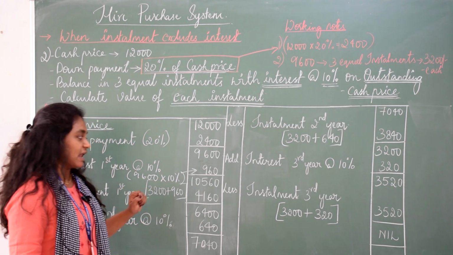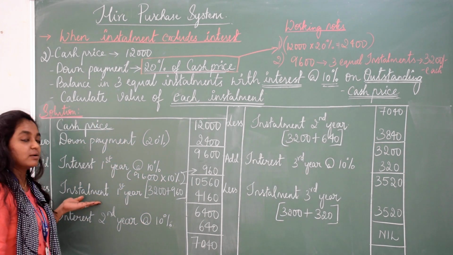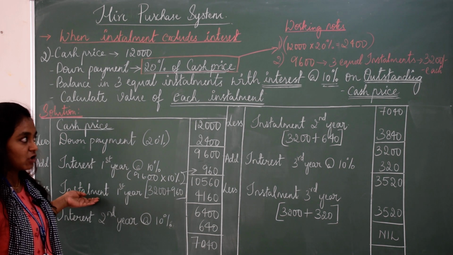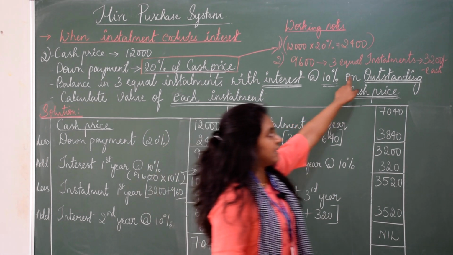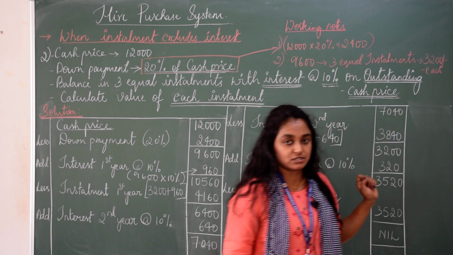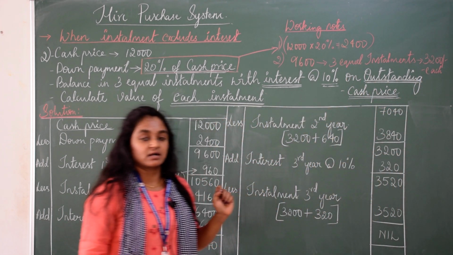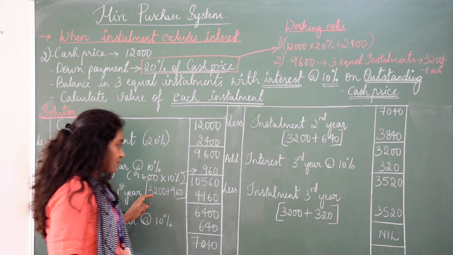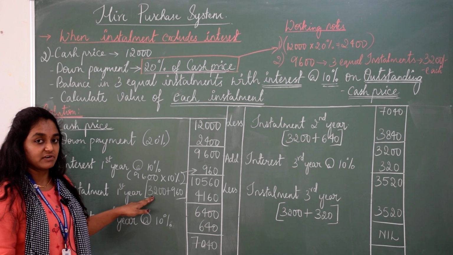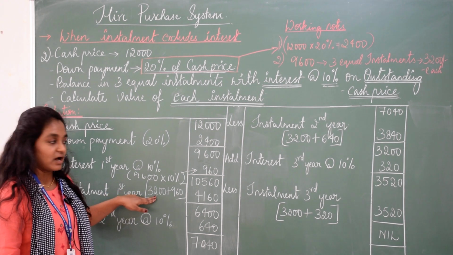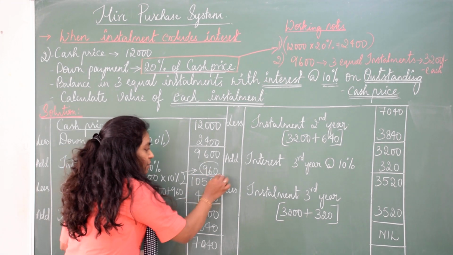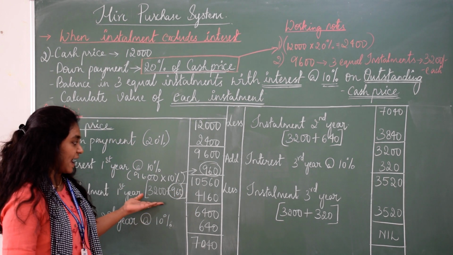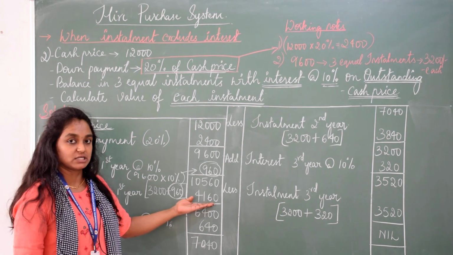With this, now we have to start calculating the installment value. In the first year installment, we have already calculated that the installment will be equal every year, that is 3,200, but 3,200 is exclusive of interest. Be very sure of it. It is exclusive of interest. So what we have to do in the first year is take 3,200 plus the interest amount, that is 960 rupees, which should be added to the installment, and both put together will be 4,160.